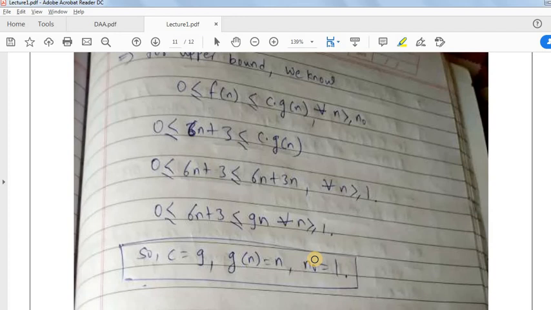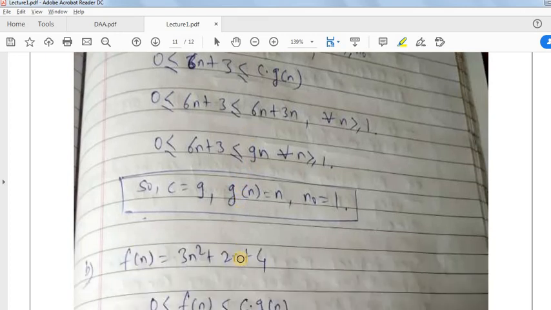What to do? Write the formula for upper bound, 0 less than or equal to f of n less than or equal to c g of n, and then replace the terms by the highest polynomial in the given function 6n plus 3. So for c g of n, we write that 6n plus 3 will always be less than or equal to 6n plus 3n. So I am arriving at a conclusion of 9n. So I am getting a value of c as 9, g of n as n, and n0 as 1.